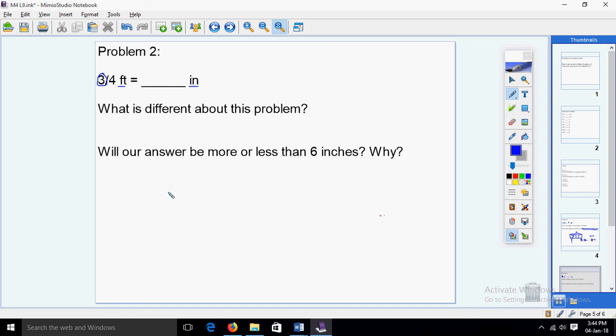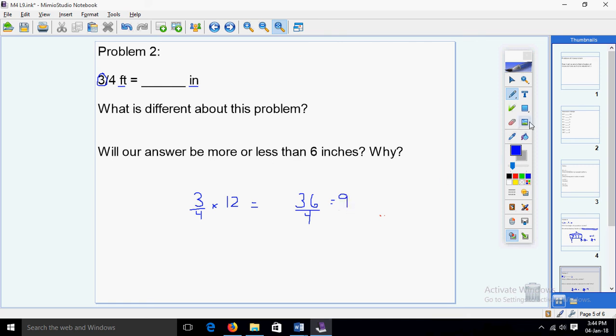So I'm going to go ahead and just do this numerically. If you want to, you can do it in a tape diagram, but because we're going to move away from tape diagrams for a little bit, I'm going to solve it numerically. So I have 3/4, I'm going to multiply it by 12. Why? Because there's 12 inches in 1 foot. All right, so I'm going to go ahead and multiply 3 times 12. Okay, that will get me 36 over 4. All right, and how many times can 4 go into 36? 9 times. All right, there's your answer.